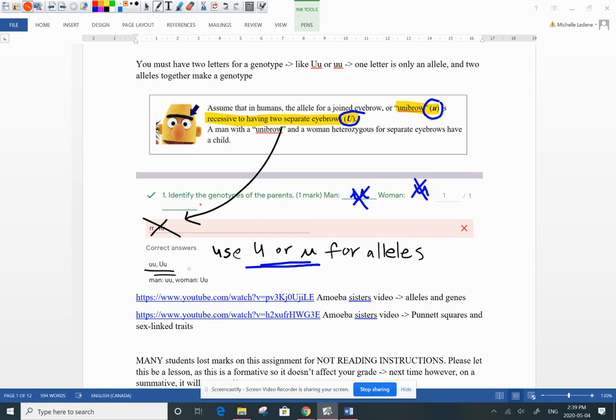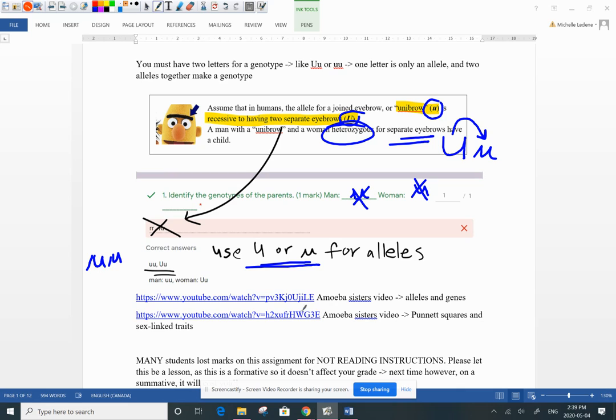So the man is little u. He's homozygous recessive. He has two of the recessive alleles. The woman, though, it says right here, is heterozygous. So she has a big U, and then she has a little u. Why is that? Well, because this big U is dominant to the recessive.